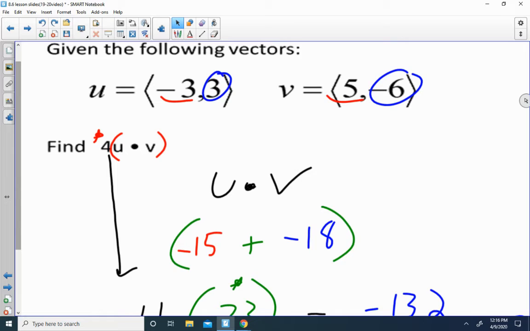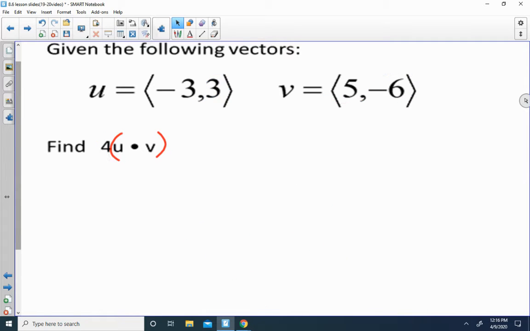Couldn't I say, for example, what if I multiplied the 4 and the u together and then did the dot product? Could I do that? Well, let's see if we get the same answer. Let's find out. So yeah, let's try that. Let's try doing 4 times the vector u first and then do the dot product.